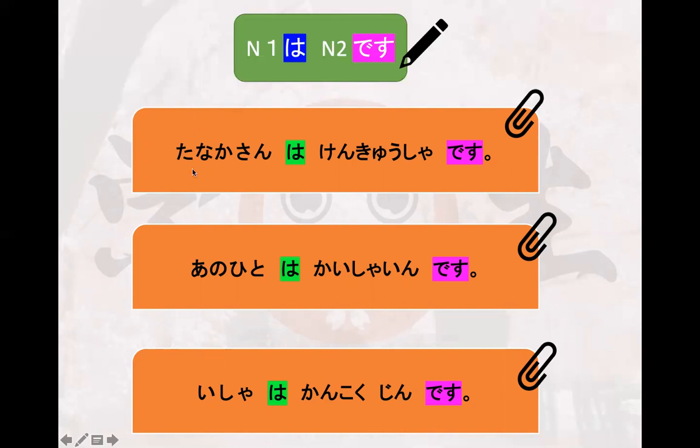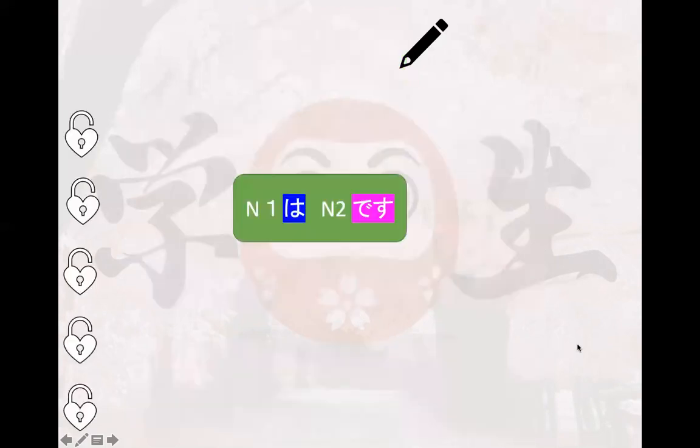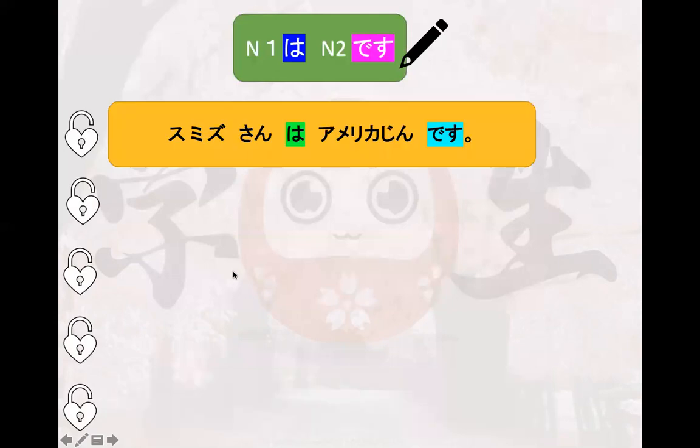So in the first example, Tanaka-san wa kenkyusha desu. Mr. Tanaka is a researcher. Second example, ano hito wa kaisha desu? That person is a company employee. The third sentence, isha wa kankokujin desu. The doctor is Korean. Okay, so remember, ang jin na inilalagay natin after the name of the country to make it nationality. There. Now, so let's have more examples regarding the noun 1 noun 2 desu pattern.